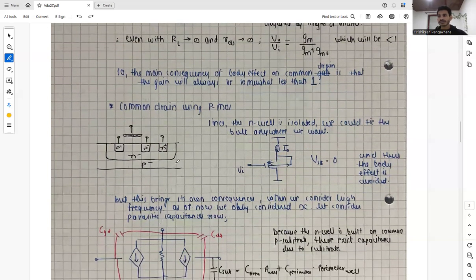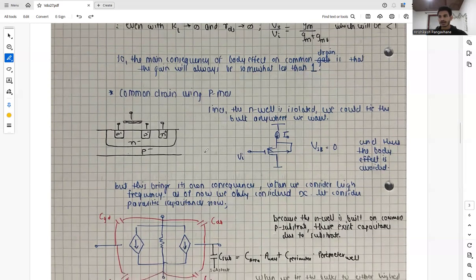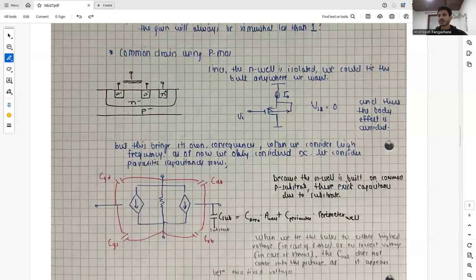But this brings its own consequences. When we consider high frequency, as of now we only considered DC. And now let's consider the parasitic capacitances as well. So let's start with the common drain only. So this is our small signal picture, and we have these kinds of capacitors, which we already discussed in our previous videos. So we have CGD, CGS, CDB, and CSB.